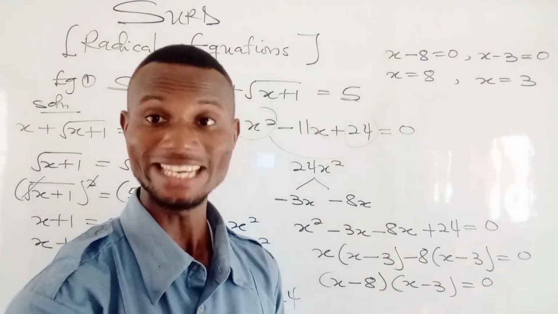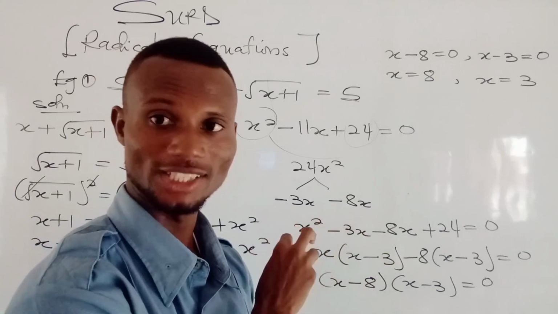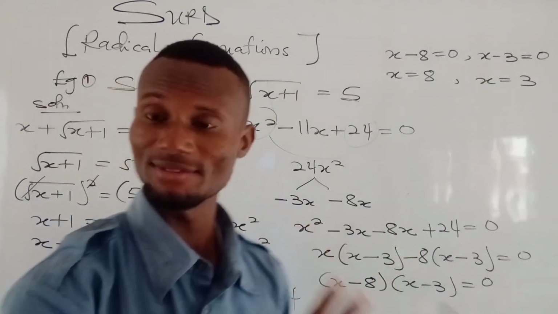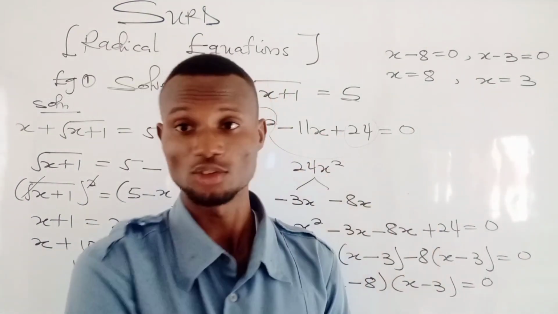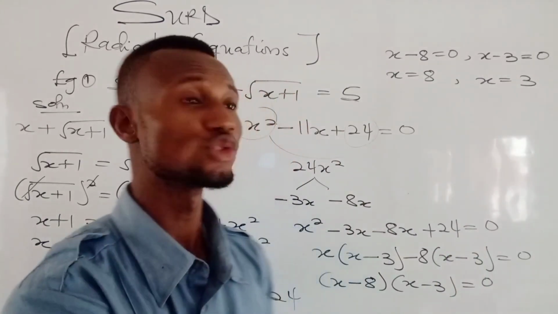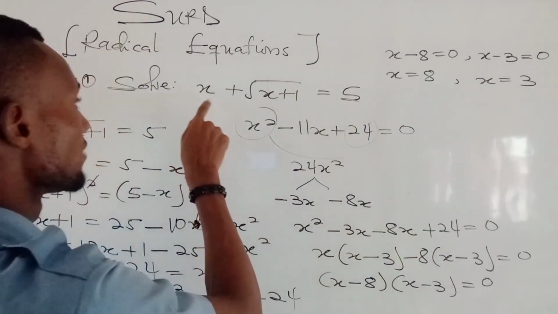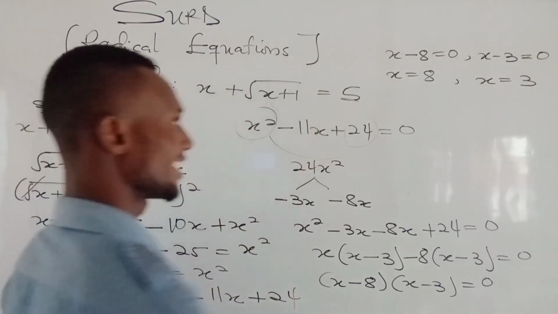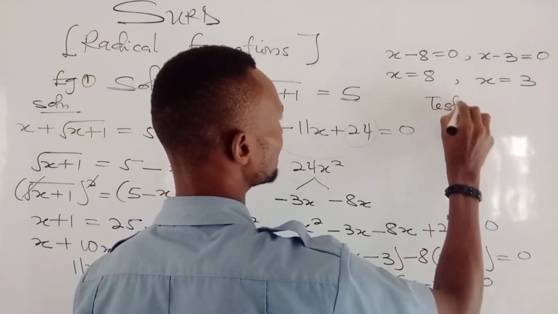We need to test if it's true that these two values satisfy the equation. So we are going to use them to test. You don't leave it like this. We've gotten the values s equals 8 and s equals 3, but we need to test to see if indeed these two values really satisfy the equation given, which is s plus square root of s plus 1 equals 5. So let's test and see. Okay, so we are at the testing place.